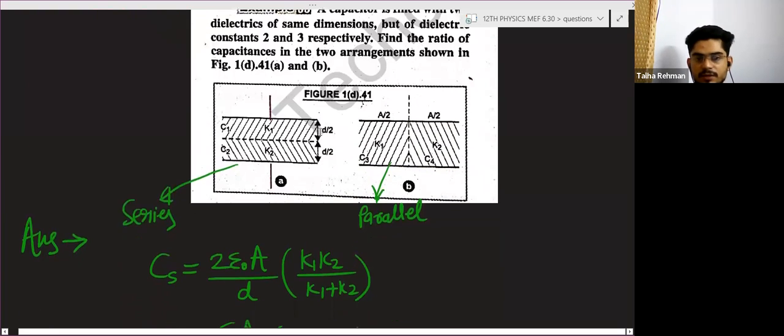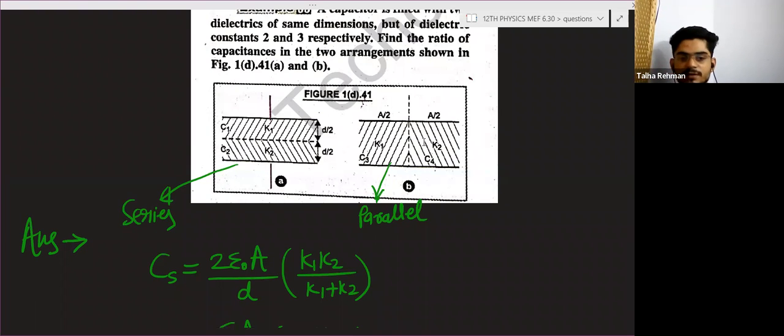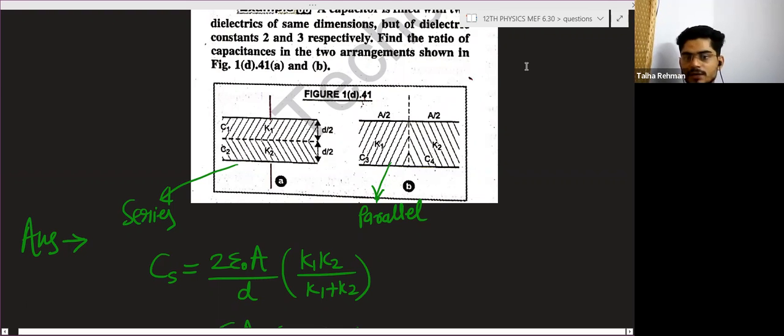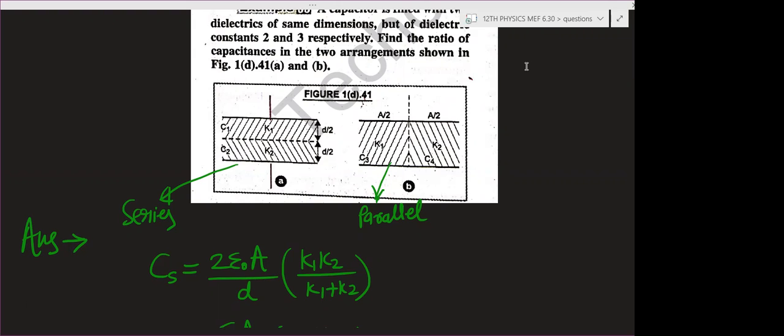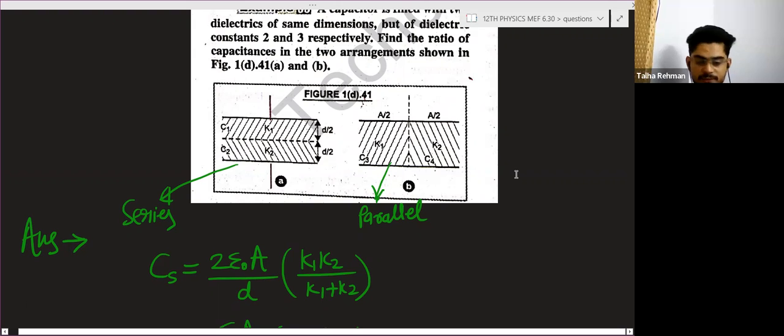Here the dielectric is filled, and that divides the distance. So this is series combination. This is parallel combination. Why? Because here area is divided, means the dielectric is divided into the area. Are you writing, Nawal? Yes, sir. Okay, please write. And this is the end of this chapter.